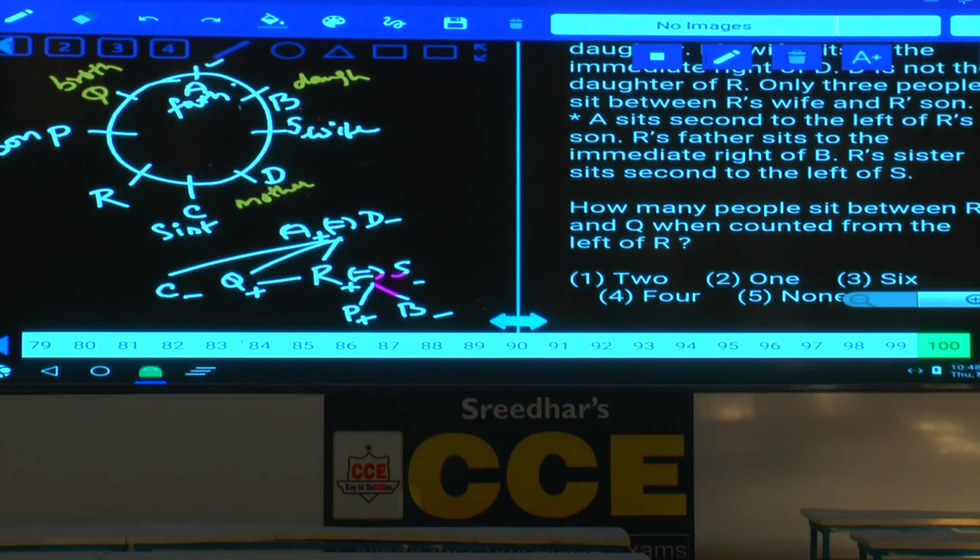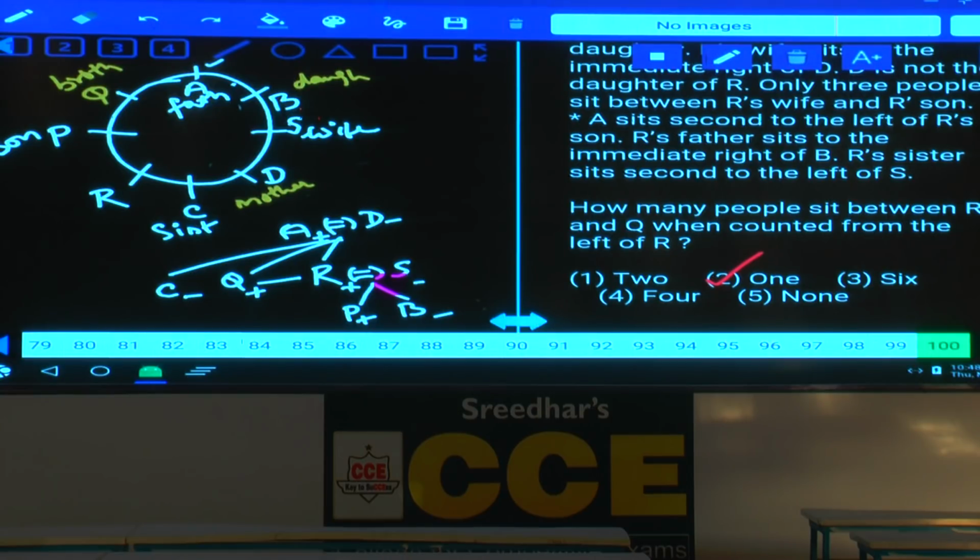And finally question number 100. How many people sit between R and Q when counted from the left of R? Between R and Q there is only one person, that is P. Choice 2 is the answer. Done with this? Now this is about paper number 671, question number 66 to 100. Clear? Yes, any doubts in these questions? Paper number 671. Yes, anything left over?